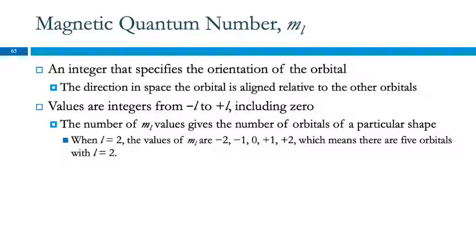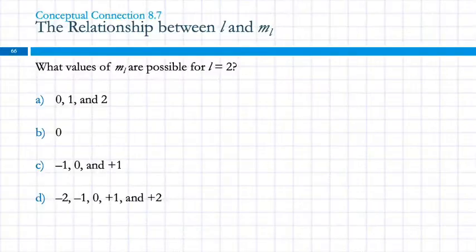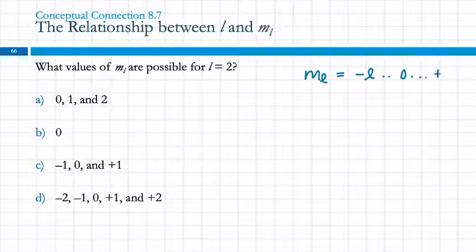So M sub L is specifying the specific orbital. Hopefully I typed this one in correctly. What values of M sub L are possible for L equals 2? Well, M sub L goes from minus L up through 0 to positive L. So if L is 2, it's going to be D. L is 2, that's minus 2, minus 1, 0, plus 1, plus 2. So this is minus L up to plus L.